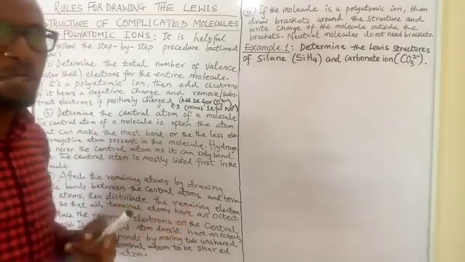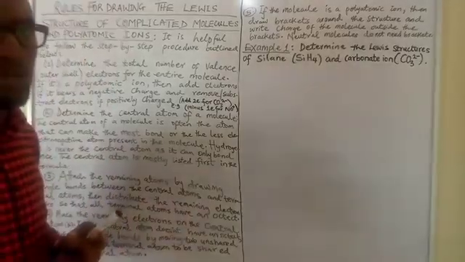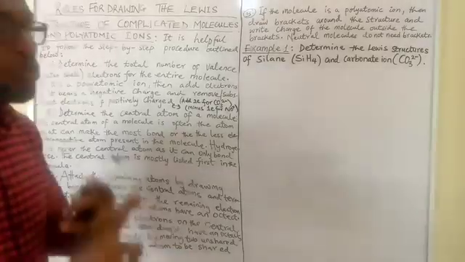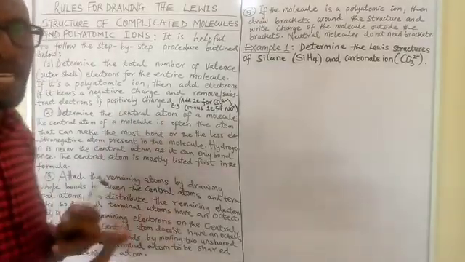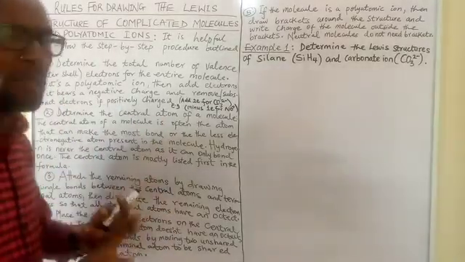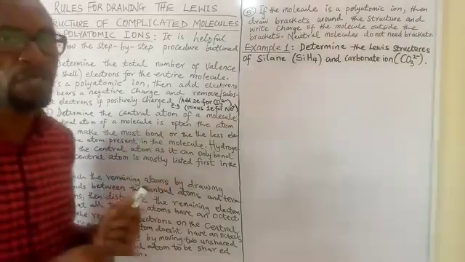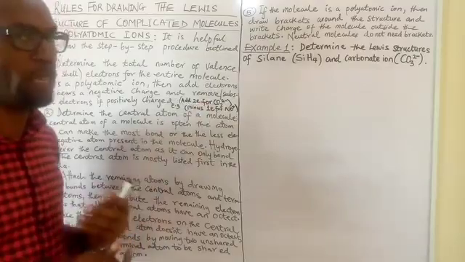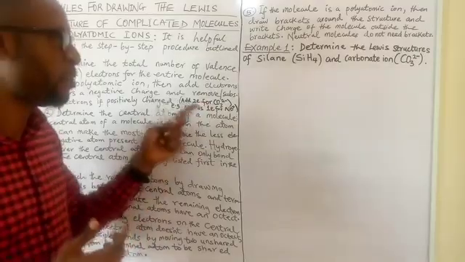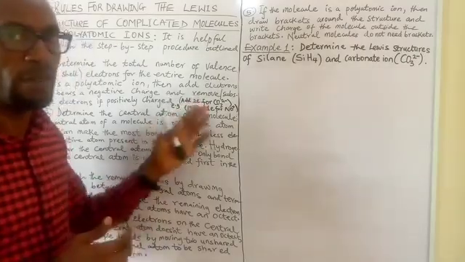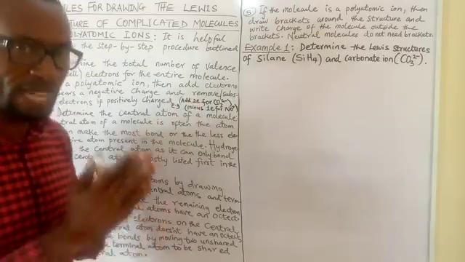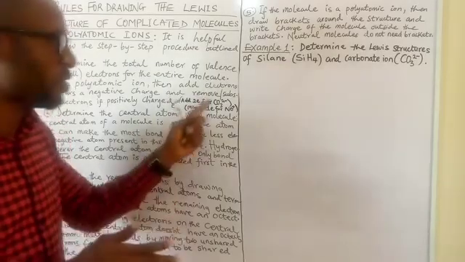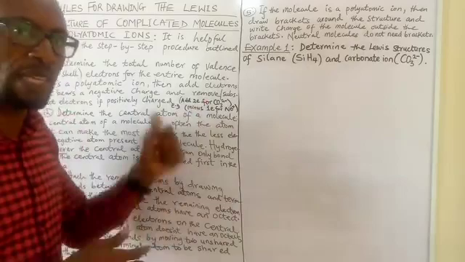The second signpost I always tell my students to pay attention to, which also helps to corroborate the first signpost, is to ask yourself which of the two elements is less electronegative. You will agree with me that carbon is less electronegative, or rather, carbon is more electropositive than oxygen. If that is correct, that means that oxygen is more electronegative than carbon.